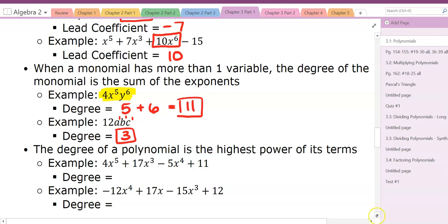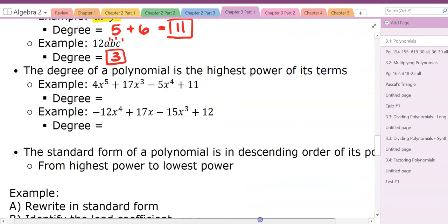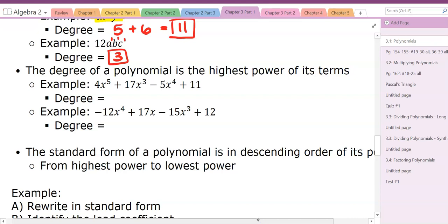So the degree of a polynomial is the highest power of its terms. So this would be the biggest exponent that you see. So this first one says 4x to the 5th plus 17x to the 3rd minus 5x to the 4th plus 11. So it's almost in order. They did flip the second and third term around. Like I would put the 5x to the fourth before the x to the third term, but that doesn't really matter. What I want to see is what's the biggest exponent.